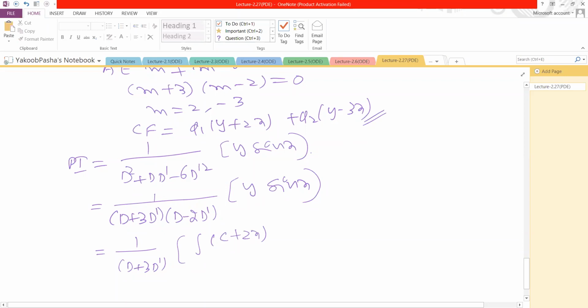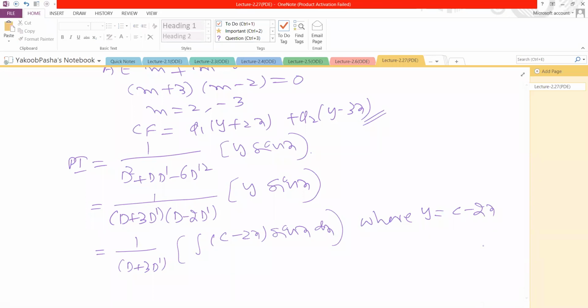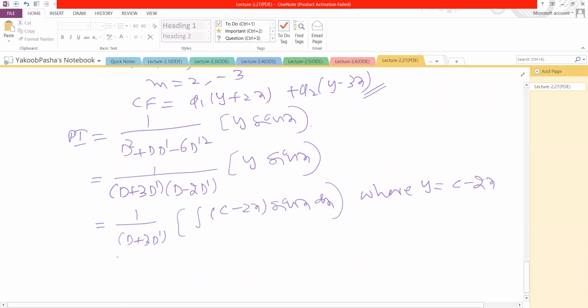C plus 2x, sorry, this minus in place, same minus. C minus 2x into sin x dx, where y is equal to c minus 2x. Okay, we are changing y into x. So y is, we are replacing c minus 2x. Now integrate this by using the uv formula. So 1 by D plus 3D dash of this.